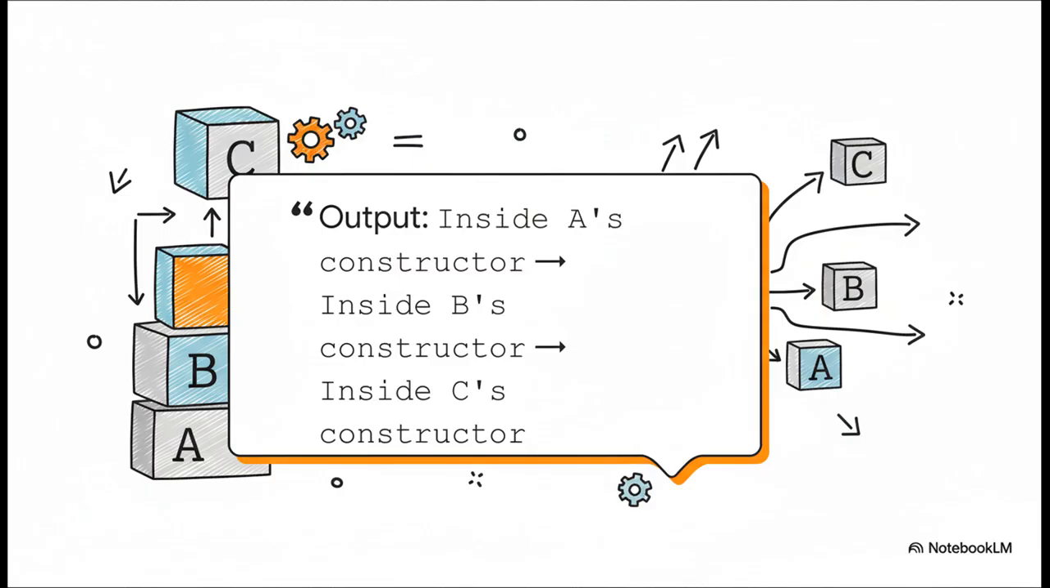And hey, don't just take my word for it. The proof is right here in the output. If we have a simple hierarchy where C extends B and B extends A, and we create a new C object, look at what gets printed to the console. First, A's constructor runs, then B's, and finally, C's. Top to bottom, no exceptions.